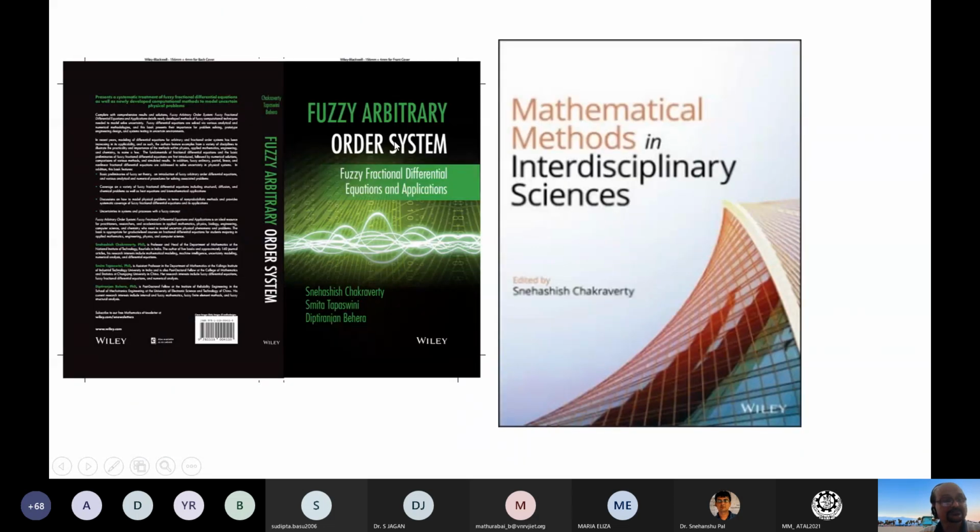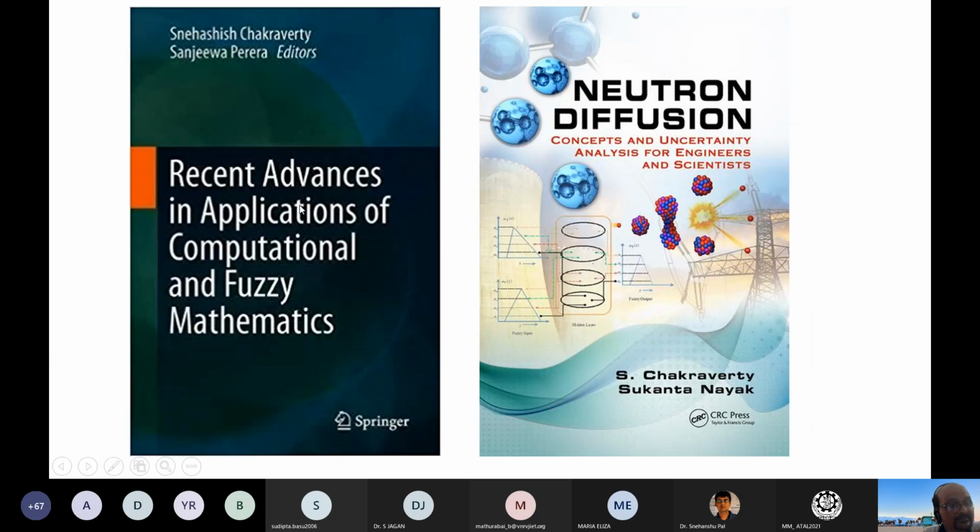Okay. And this is fuzzy arbitrary order systems that I have not presented. That is when your differential equations are of arbitrary order or fractional order, along with your fuzzy uncertainty. So there again all the problems are solved. You can go through this. This is another book, on the right hand side. And this is again computational fuzzy mathematics.